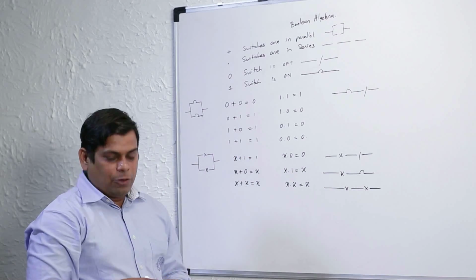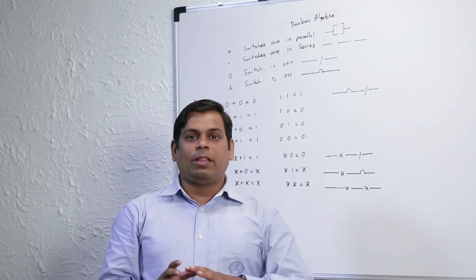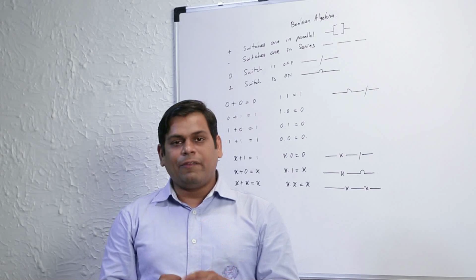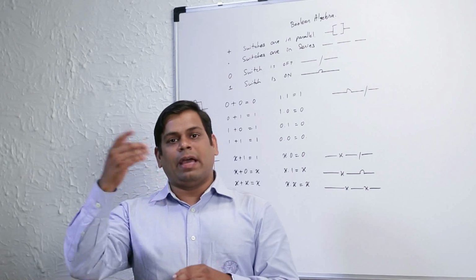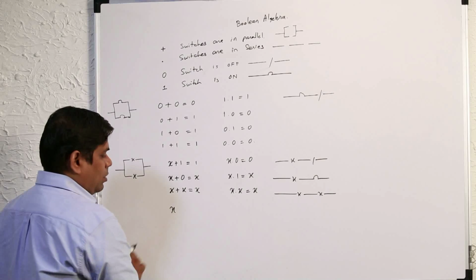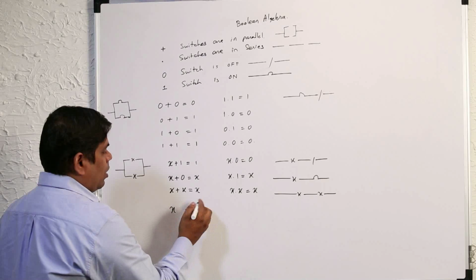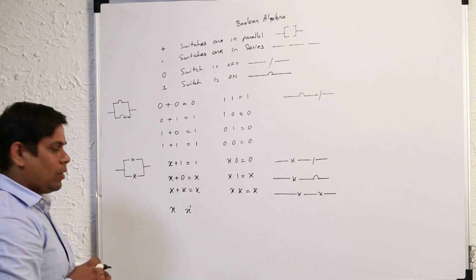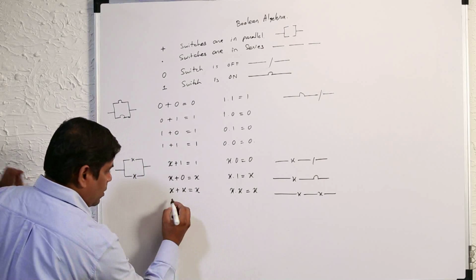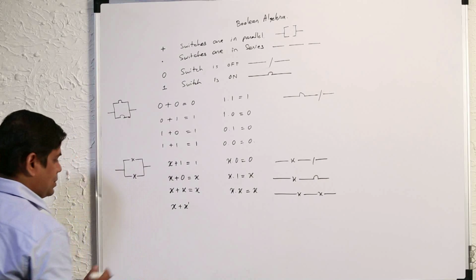Now let us see the new concept called complement switch. Two switches are said to be the complement of each other if they have the reverse state. Normally we denote the complement by dash or bar. That means if x is on, then x bar, or x dash, will be off. Now let us see, when we have switch x and its complement x dash connected in parallel, what happens?